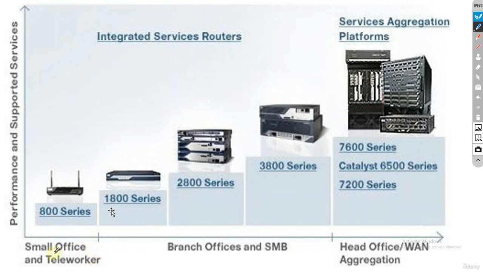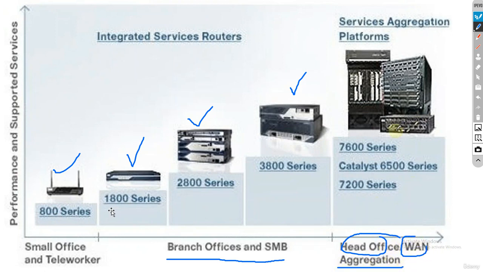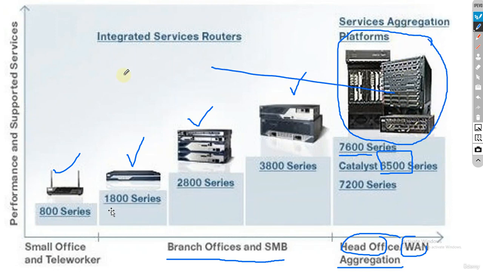Okay, for example, this is small office teleworker, 800 series, 1800 series. Then we have branch office series like 2800 and 3800 series, and then we have head office or wide area network aggregation kind of ISR routers like 7600 series, Catalyst 6500 series, and as you can see we have these kinds of routers. They have multiple, what are called multi supervisor engines.